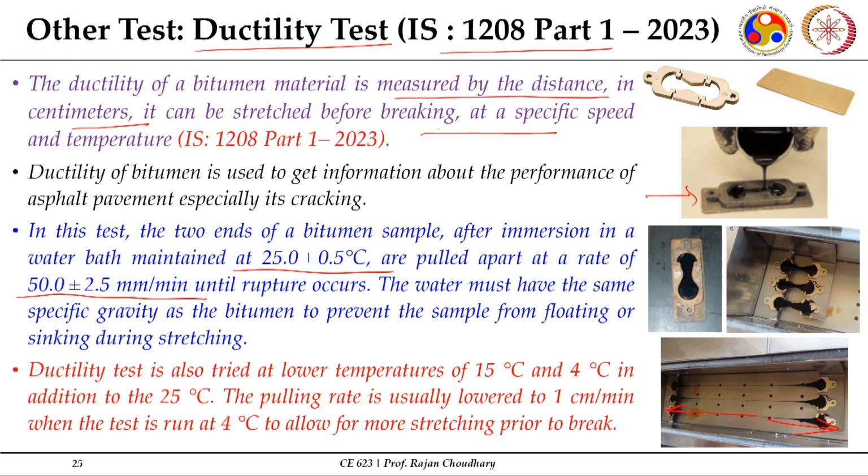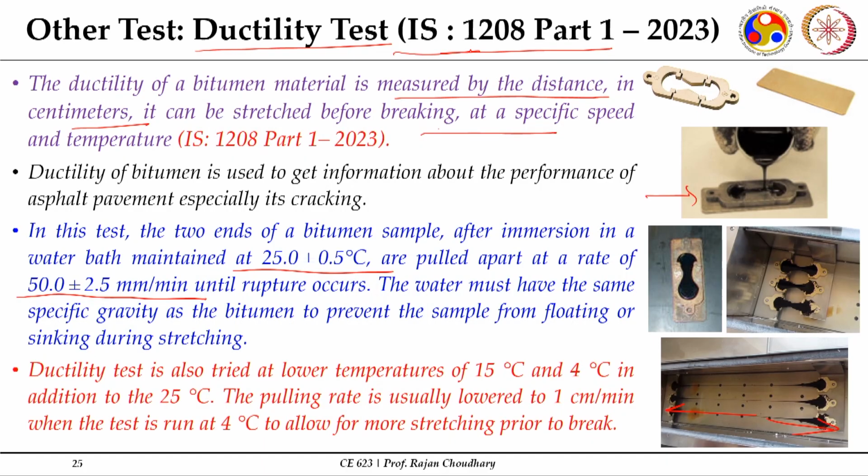Specifically, one important aspect is to ensure the specific gravity of the binder and the water is more or less the same. Otherwise, if the density of the water is quite less, then it may sink, or if it is more, then it may float. So, we try to increase or decrease the density of the water by adding salt. We increase it by adding salt, we decrease it by adding some alcohol. These are precautions as per IS 1208.